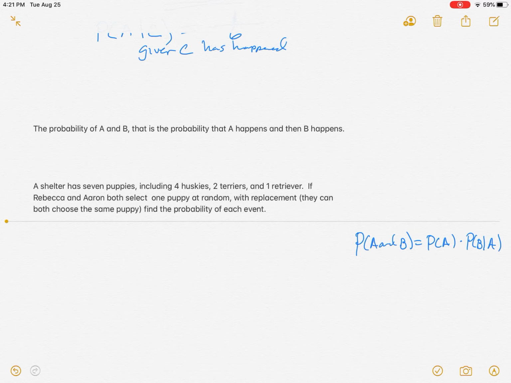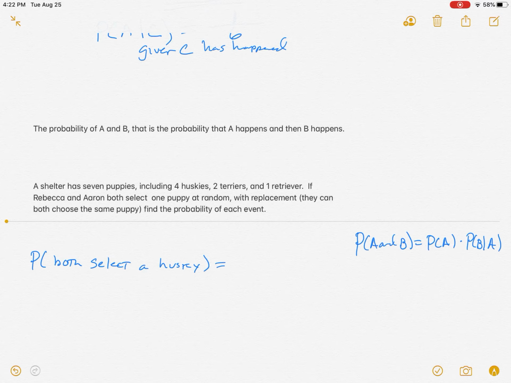So we want to find the probability of each event. Find the probability that they both, and I just want to make sure that I'm wording it the way they do. Yeah, they both select a husky.